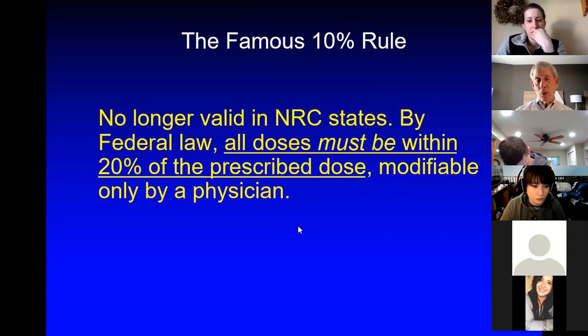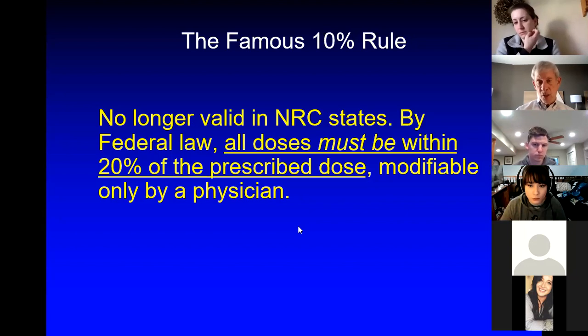Now, if you are outside of that 20%, that is an event. That does not tell you yet whether it's a recordable or a reportable event, but it will be an event. And is a dose that's too low as bad an event as a dose that's too high? And the answer, believe it or not, is yes, it is. If you are outside that plus or minus 20%, they're equally bad. If it's too low, you can fix it by injecting more. If it's too high, nothing you can do to fix that. Can't go back in and take some out.